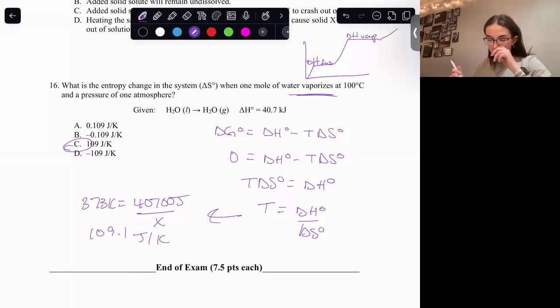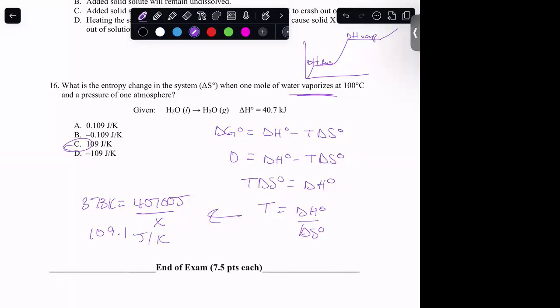So when we're looking at the question, it says, what is the entropy change in the system delta S when 1 mole of water vaporizes? Right, we're saying that the system is the reaction happening. So we can use, right, we know that delta G is going to be 0. So solving for delta S, we can assume is for the system because we're using the system's temperature and the system's delta H. So we can just use the delta S directly there. I think that answers your question.